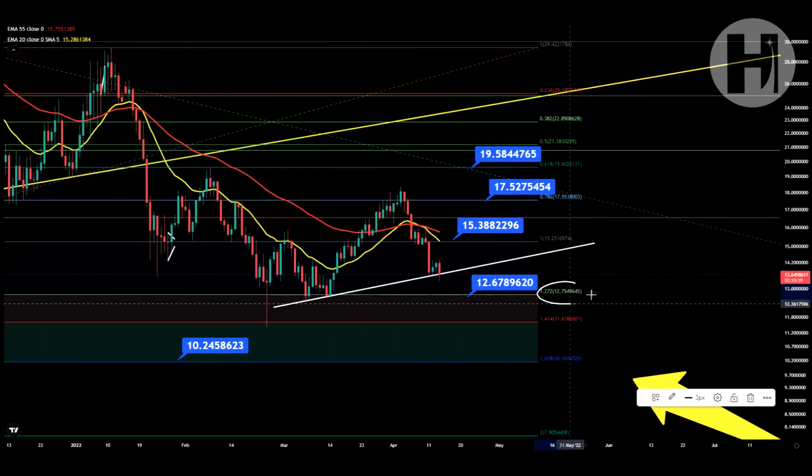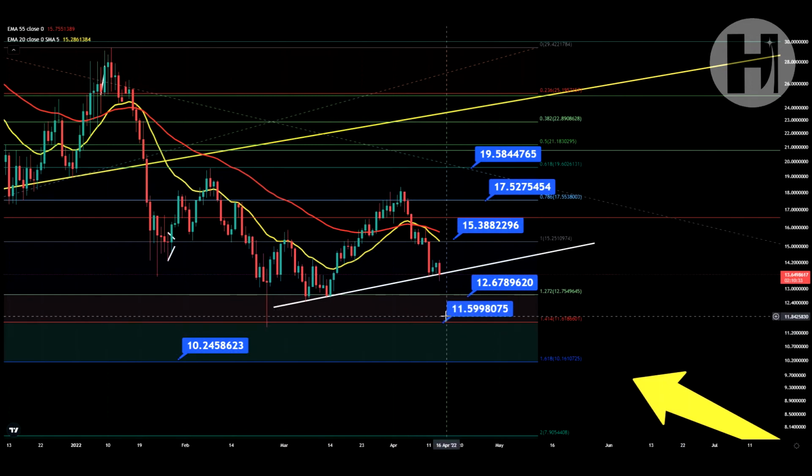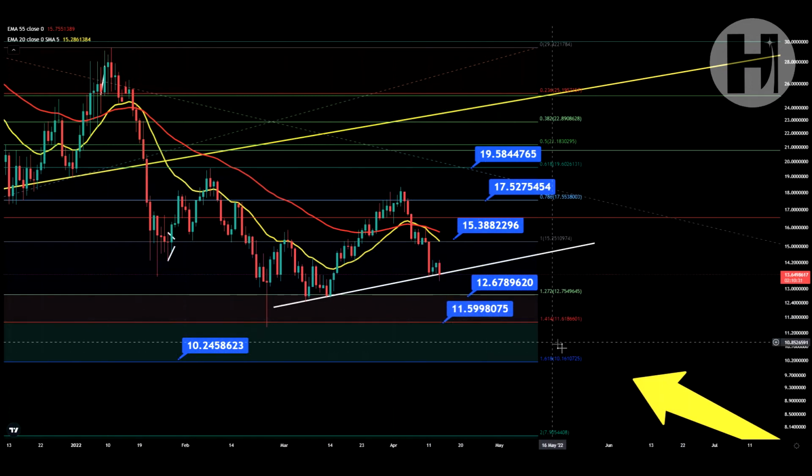Like I said, I gave you some support levels to target over here. We do have another support level over here at $11.60. That is just in between the 1.618 and the 1.272.